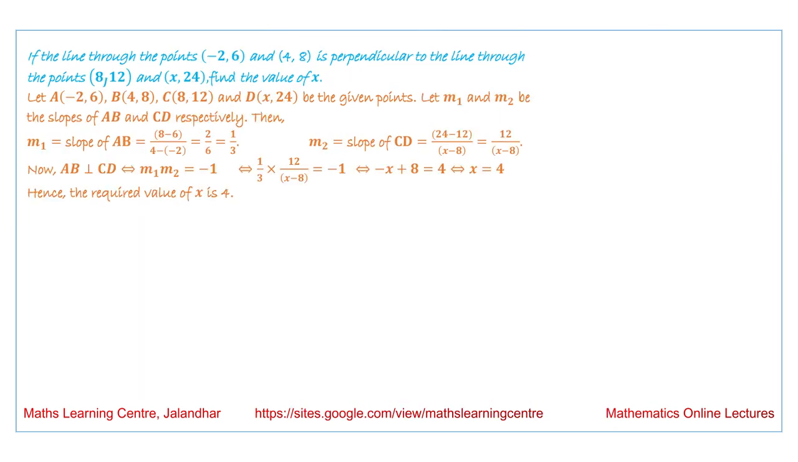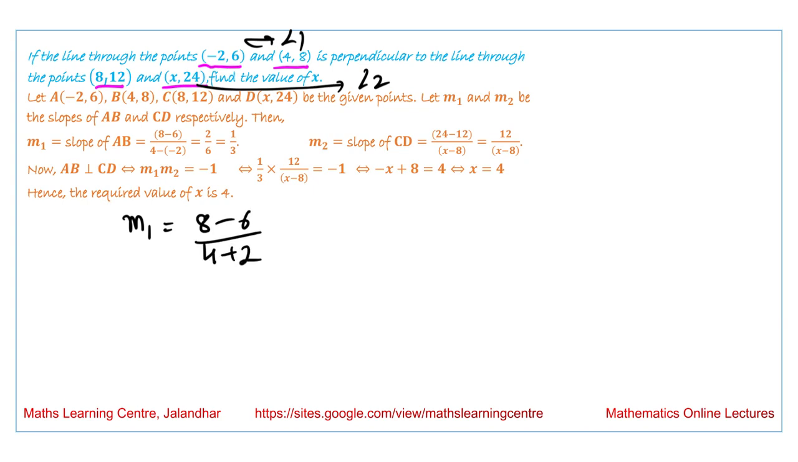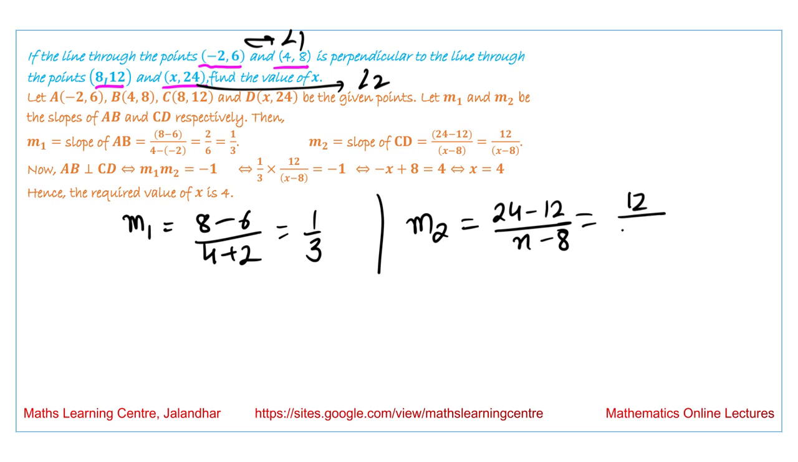Next is, if the line through the points (-2, 6) and (4, 8) is perpendicular to the line through the points (8, 12) and (x, 24). Suppose the first line we write as L1, the second line as L2. The slope of the first line, m1, is equal to (8 minus 6) over (4 plus 2). The answer we obtain is 1 by 3. m2 is equal to (24 minus 12) over (x minus 8). The answer we get is 12 over (x minus 8).